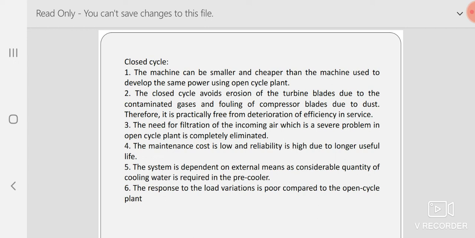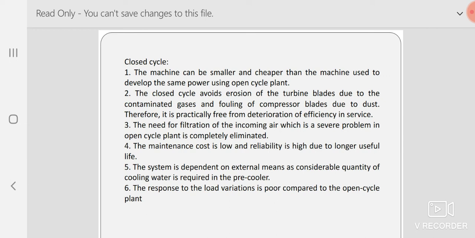Point number 6: the response to load variations is poor compared to an open cycle plant. That's the part load. I am talking about part load. I explained it for the open cycle, and I am explaining here also. Part load is always a big problem in industry. When a 100 megawatt power plant runs at 60 megawatt because of the falling of load, the efficiency does not decrease in the same manner it should decrease.